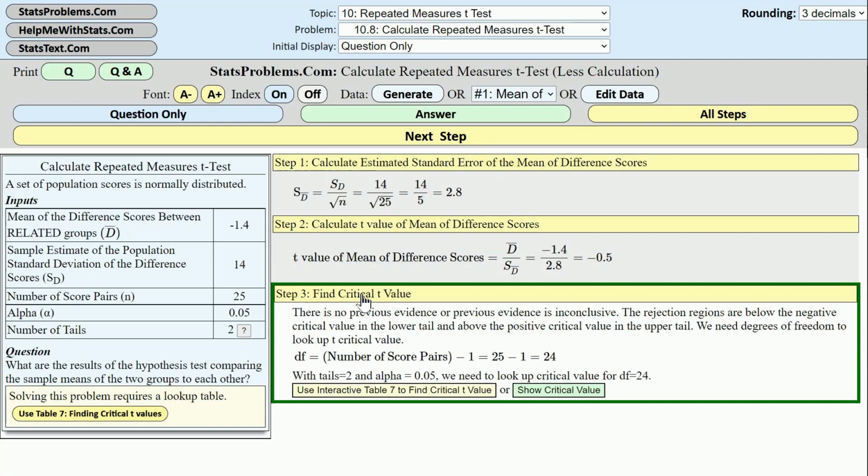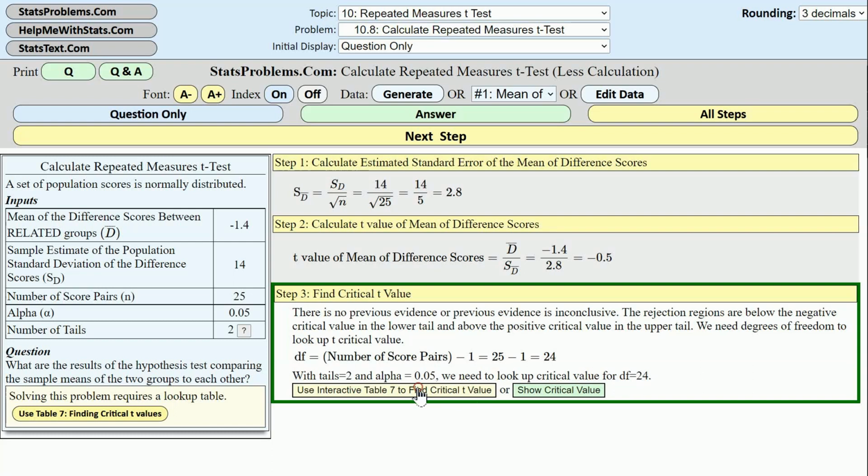In Step 3, we find the critical t-values. There is no previous evidence, or previous evidence is inconclusive. The rejection regions are below the negative critical value in the lower tail and above the positive critical value in the upper tail. We need degrees of freedom to look up the t critical value. Degrees of freedom equals number of score pairs, minus 1, equals 25 minus 1, equals 24. With tails equals 2 and alpha equals 0.05, we need to look up the critical value for df equals 24.